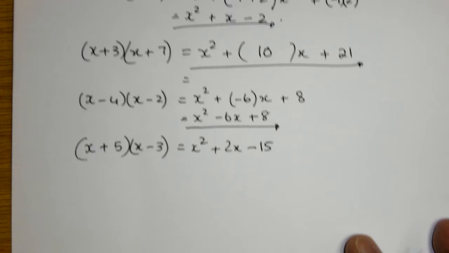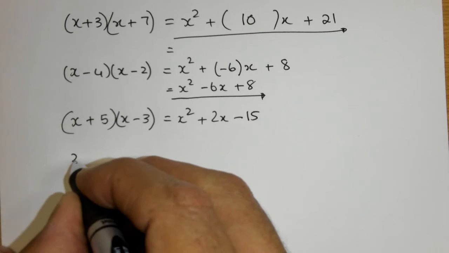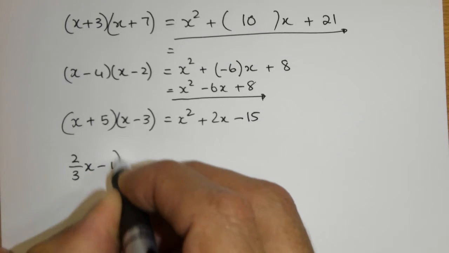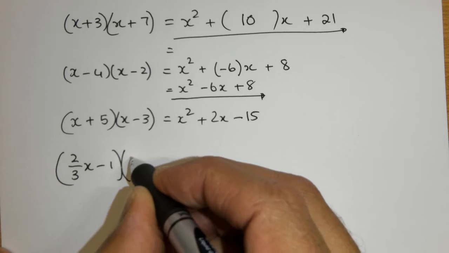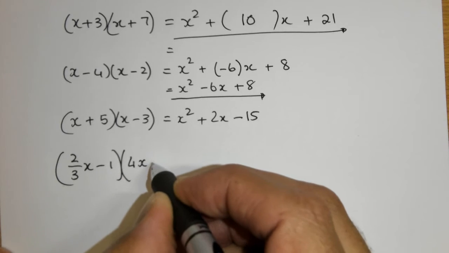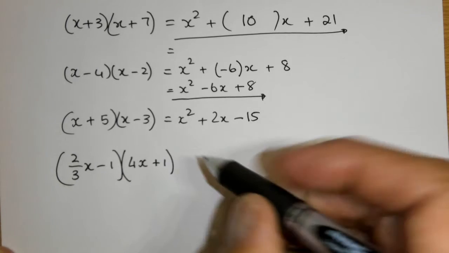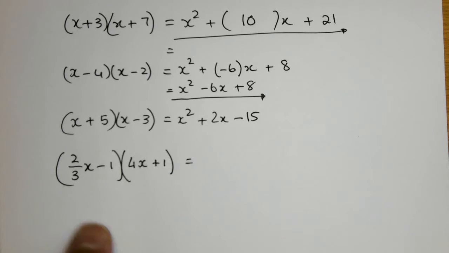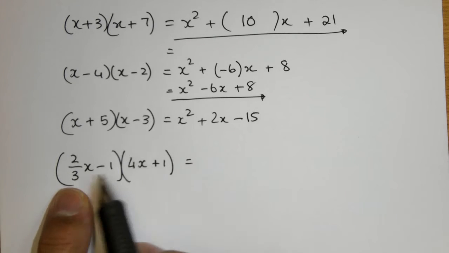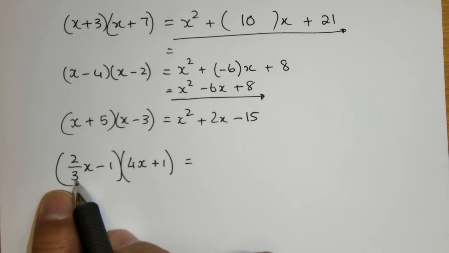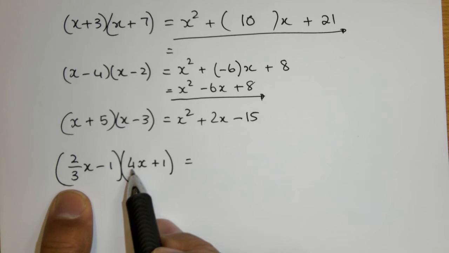Let's pull fractions in. Let's say (2/3)x minus 1, multiplied by 4x plus 1. Okay, let's see what happens here. For the first term, I need to multiply 2 over 3 times 4.